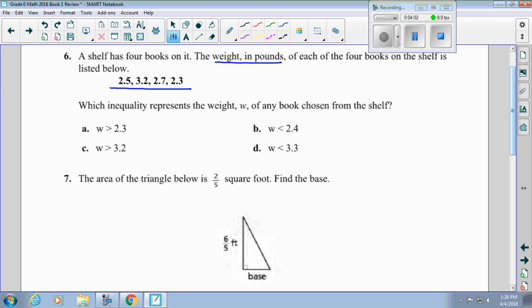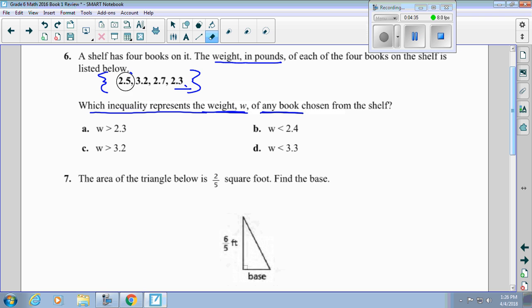And it says which inequality represents the weight, W, of any book chosen from the shelf. So we're looking for this to be our solution set for which of the following of these, right? So if we said the weight is greater than 2.3, in this case, it works here, it works here, it works here, but 2.3 is not greater than 2.3. So that's not going to be an option for us. So it has to apply to all of them.